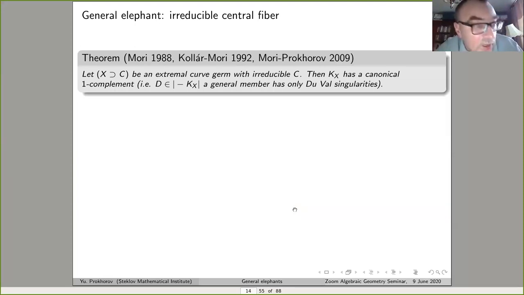Okay, irreducible central fiber. In the case of an irreducible central fiber, this theorem was proved partially by Mori in 1999, then by Kollár and Mori, and by Mori and myself for the conic bundle case. For any extremal curve germ, K_X has a one-complement, a canonical one-complement. This proves the general elephant conjecture for the irreducible curve case.